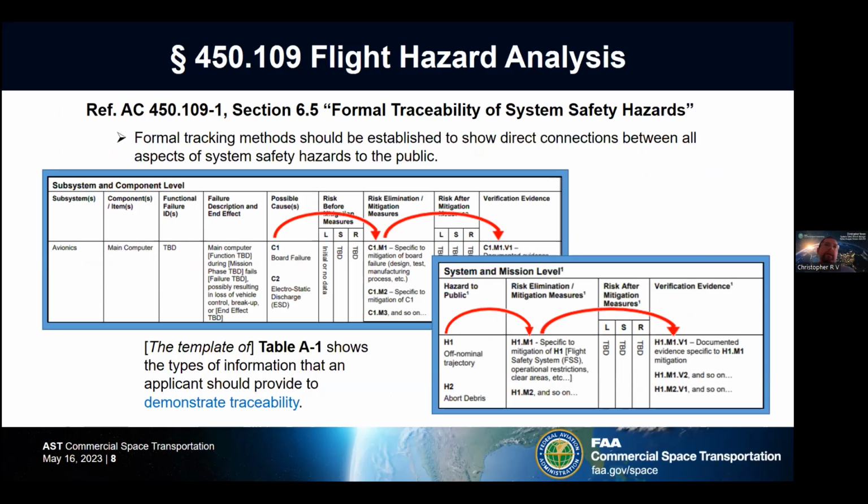Section 6.5 of the AC discusses formal traceability of system safety hazards, which is critical for tracking the data in system safety analyses. Formal tracking methods should be established to show direct connections between all aspects of the system safety hazards to the public. The template of table A1 in the AC shows the types of information that an applicant should provide to demonstrate traceability, as shown here on these images. Next slide.